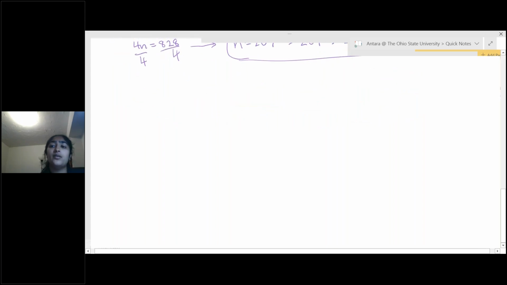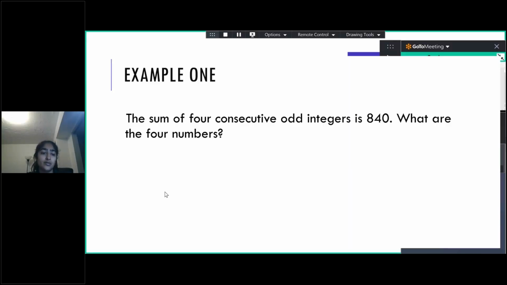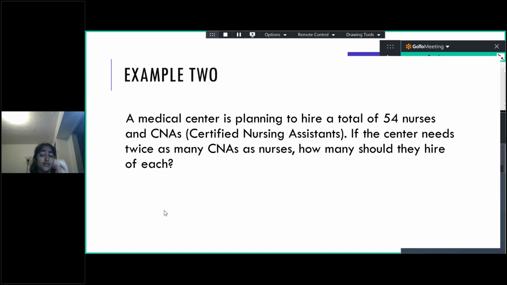So I'm going to go back to my PowerPoint real quickly and show you the next example. The next example is: a medical center is planning to hire a total of 54 nurses and CNAs, which are certified nursing assistants. If the center needs twice as many CNAs as nurses, how many should they hire of each?